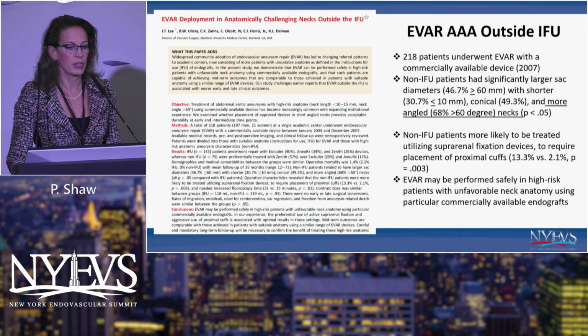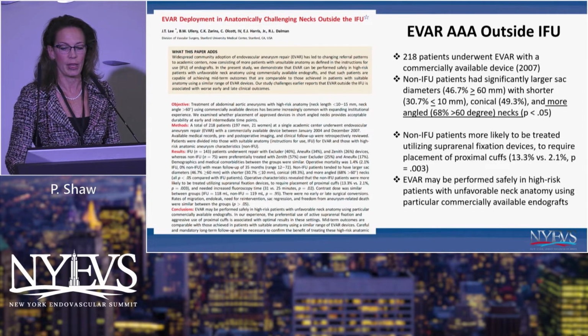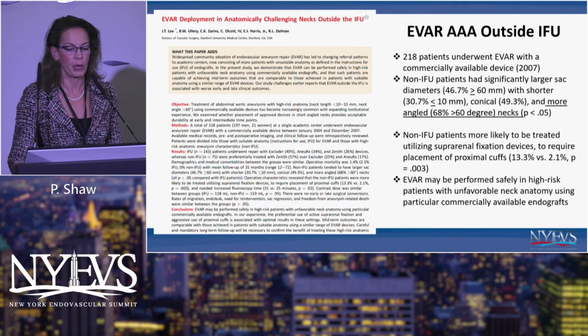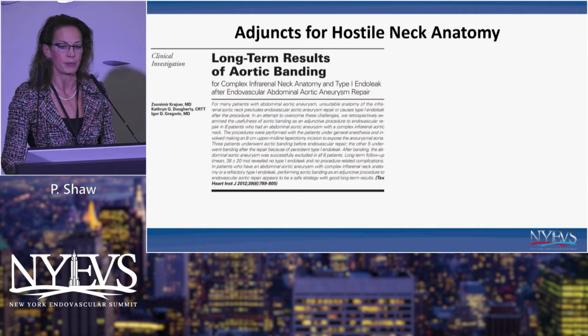And this group from Stanford in 2007 looked at their experience, and they really looked at 218 patients who had a defined hostile aortic neck anatomy, of which 46% had a greater than 60-degree angle neck. That's a typo there. And they did find that the non-IFU patients were more likely to be treated with a suprarenal fixation. I think that may have been their bias at the time, and more required placement of proximal cuffs. But they did feel that at that time, with those devices that were available to them, it could be performed safely in high-risk patients with selective, careful use of the different devices.